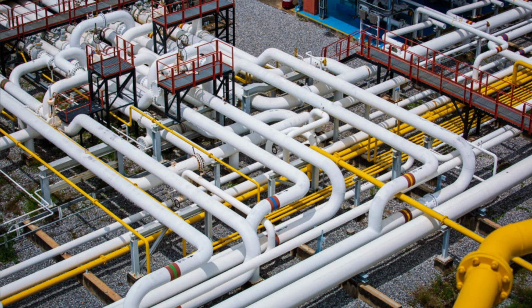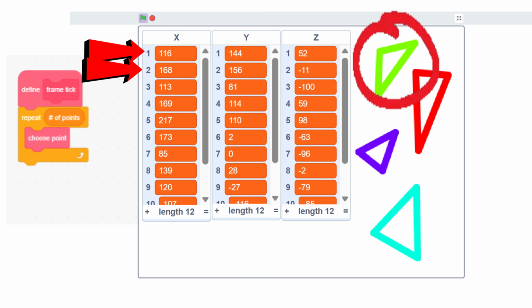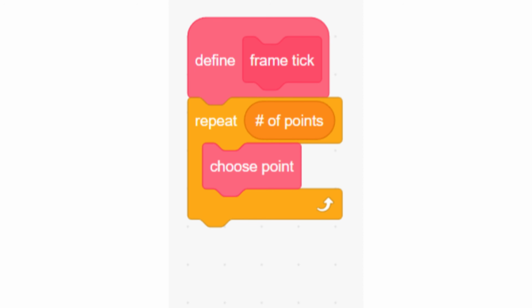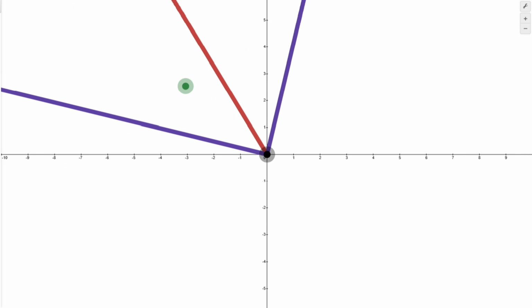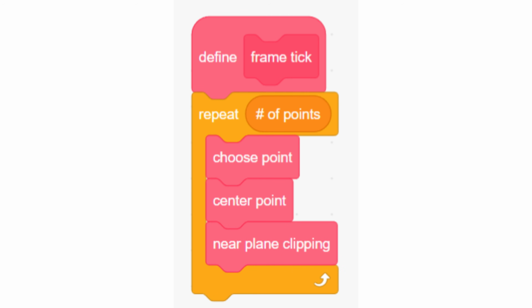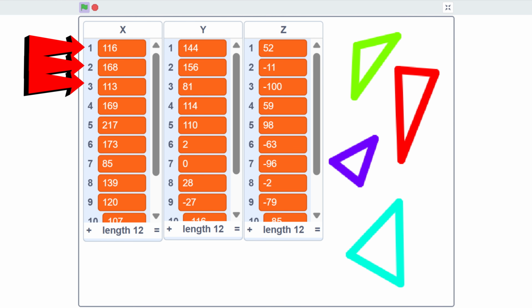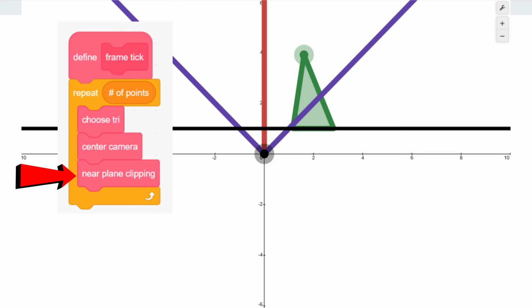So let's take a step back and look at our pipeline. First, we look at our list of triangles and choose one. Then we go through each point of the triangle. We move and rotate this point so that the camera is at the center of the world. Now this is where we would do our near plane clipping, but we only have 1 point. That's fine, I'll just do 3 points at once. That way we can clip the triangle when we get to this step.